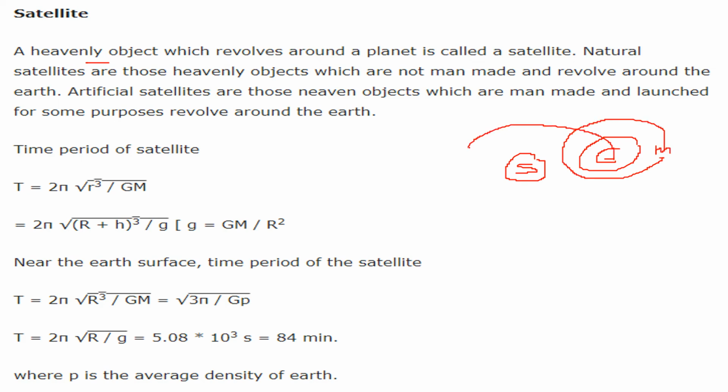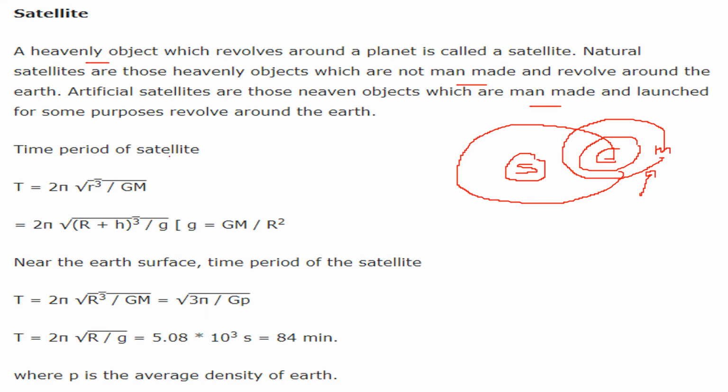Earth goes around sun. So natural satellites are those heavenly objects which are not man-made. We haven't made them. They revolve around the Earth like this. But artificial satellites are those objects which are man-made and they are launched for certain purpose. Say Earth observation and say some SAR, synthetic aperture radar thing, and various other aspects, say, to communicate.